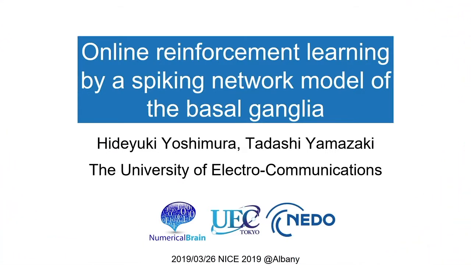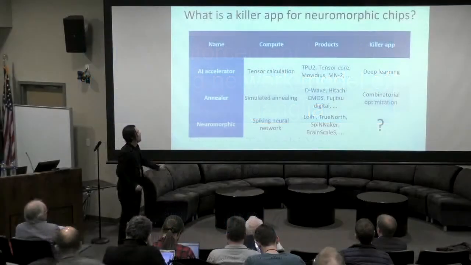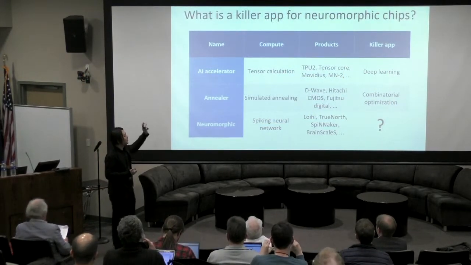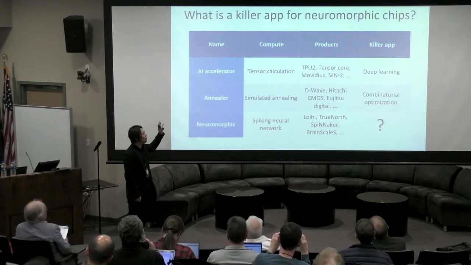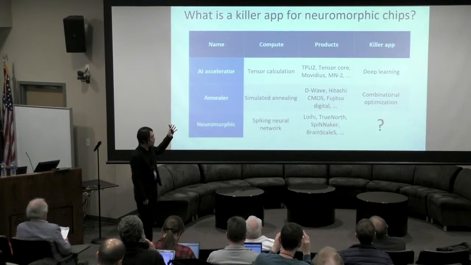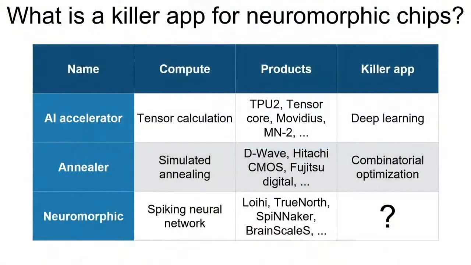Thank you very much. I'm going to talk about reinforcement learning and the basal ganglia. I always wonder what the killer application for neuromorphic chips is. These days, as you know, many special purpose processors have been developed, and I think they are categorized in one of three categories. The first category is, of course, deep neural network accelerators. Those chips accelerate tensor calculations, and their killer app is, of course, deep learning.